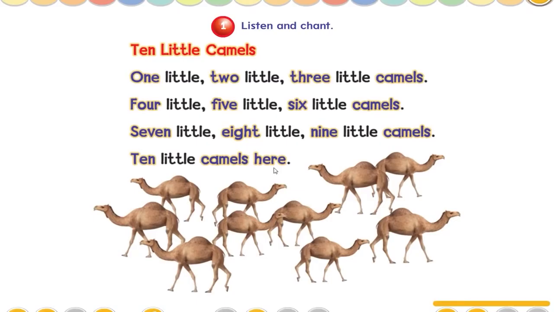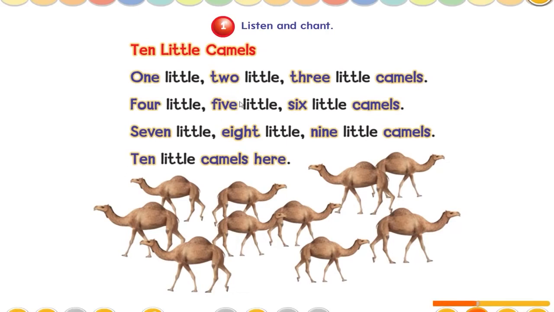1. Listen and chant. استمع وردد. 10 little camels. 10 جمال صغيرة. 10 little camels. 1 little, 2 little, 3 little camels, 4 little, 5 little, 6 little camels, 7 little, 8 little, 9 little camels, 10 little camels here.